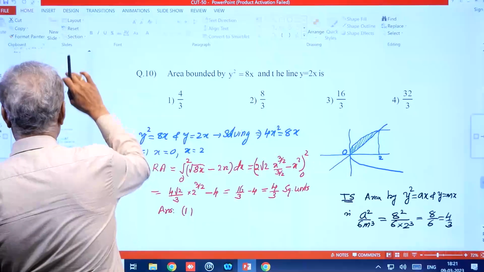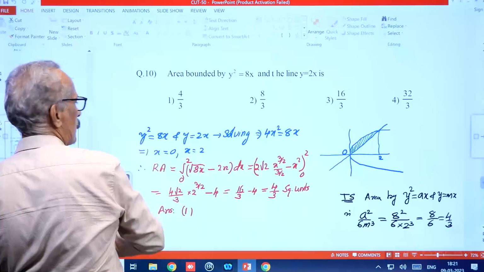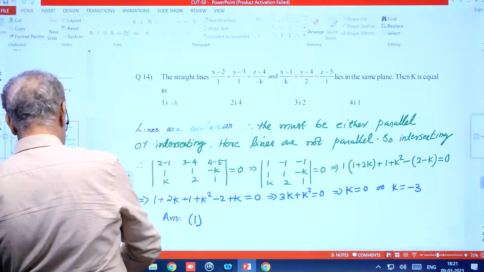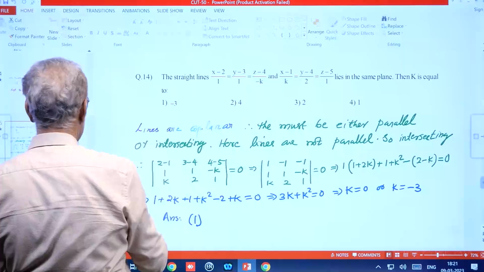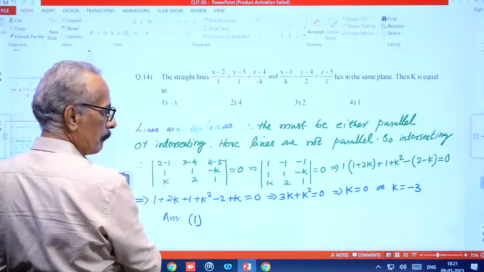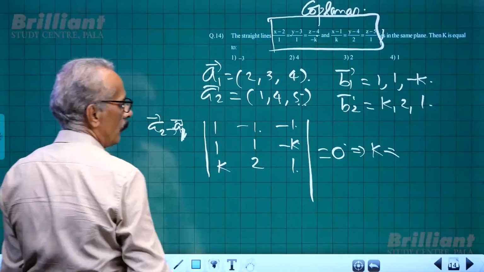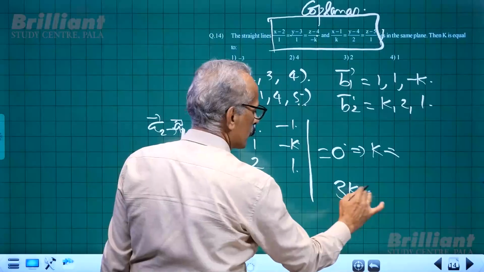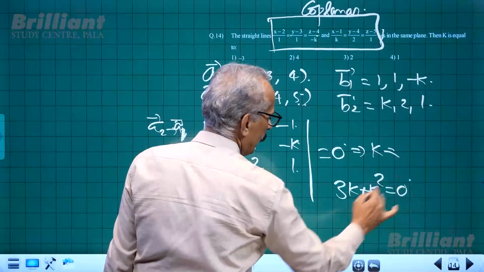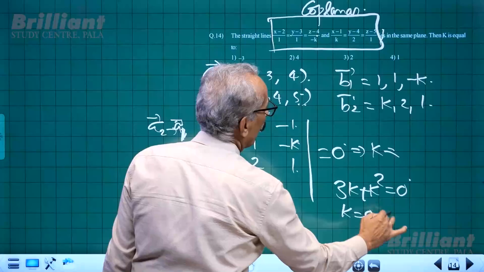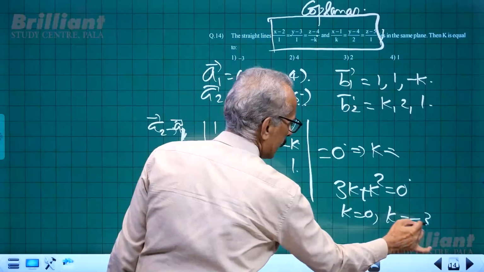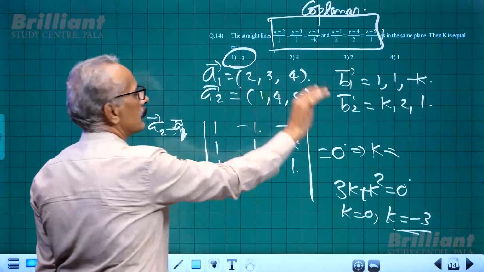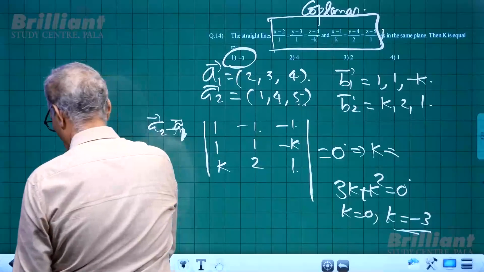Okay, so you will get 3k plus k square. When you expand, you get 3k plus k square equal to 0. That is, k is equal to 0 or k is equal to minus 3. And here the answer is k is equal to minus 3. We'll move on to the next question.